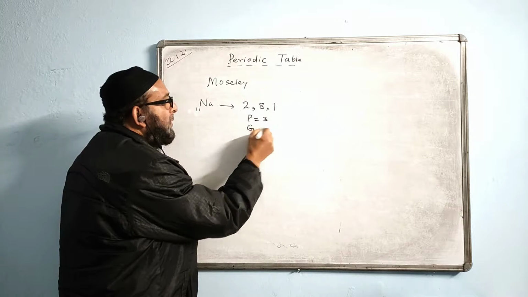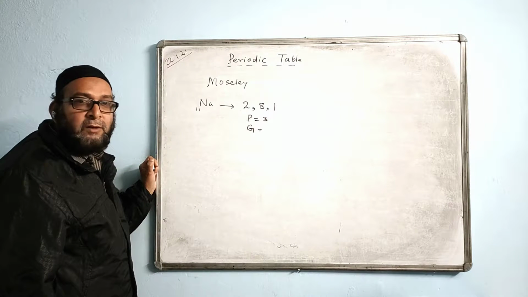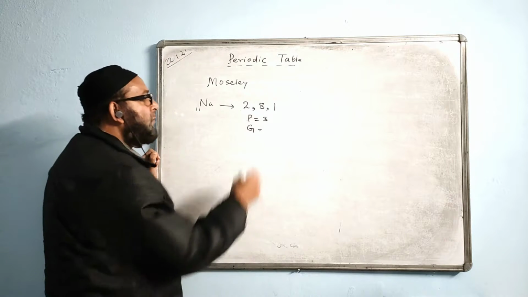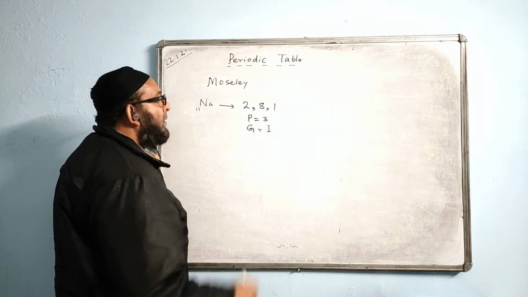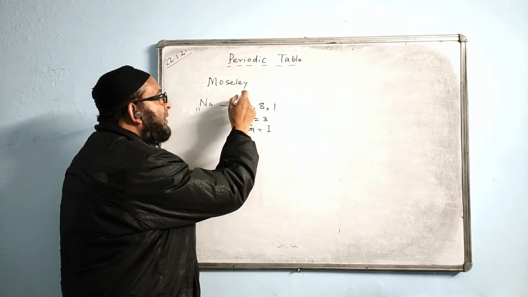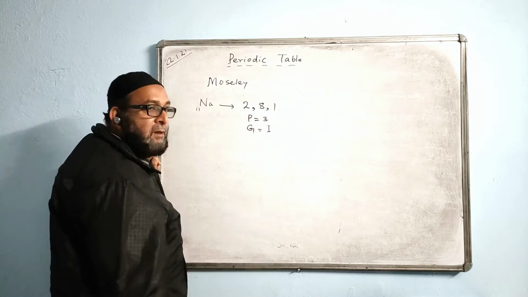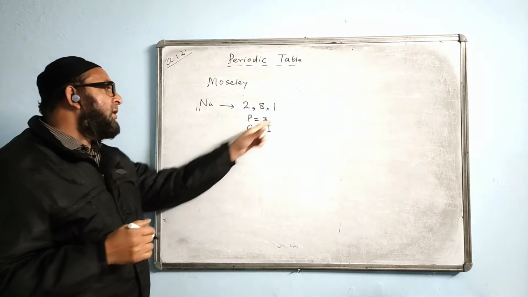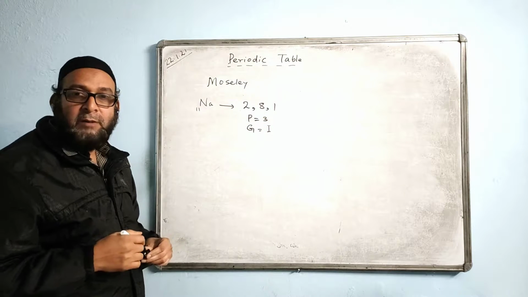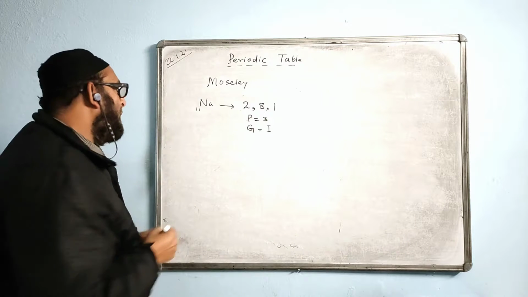And for the group, the number of electrons in the last orbit is called the valence electron. The valence electron determines which group it belongs to. It belongs to group 1. You can see K, L, M shells. 3 shells are used. So the number of shells determines the period it belongs to, and the number of electrons in the last orbit, the valence electron, determines the group the element belongs to.